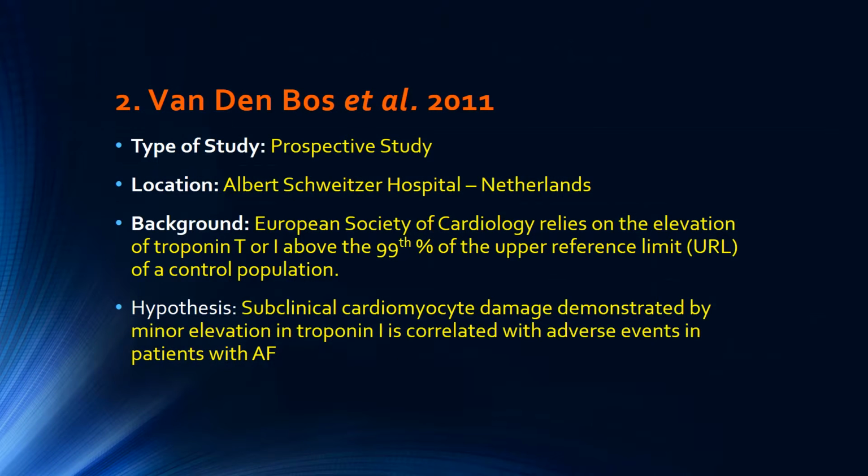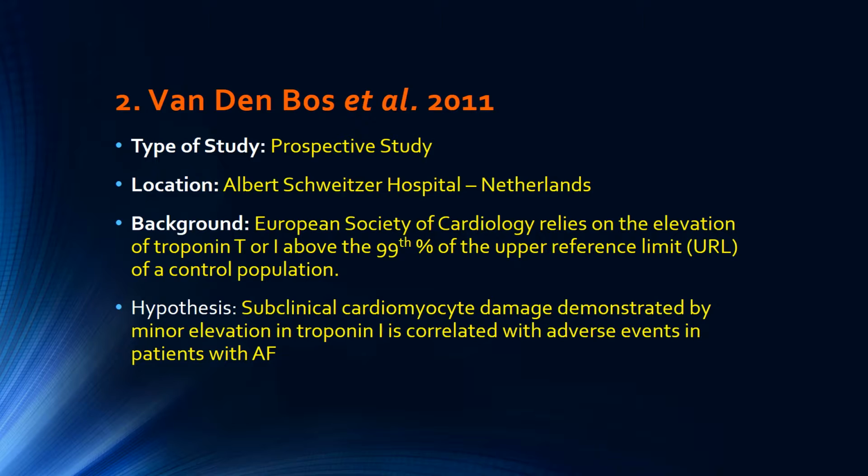Okay, the second article, this is a study by Vanden Bosch in 2011. This was a prospective study done in the Netherlands. Consistent with the previous article, these authors reference the MI definition set forth by the European Society of Cardiology, relying on the elevation of troponin I over the 99th percentile of the URL, or the upper reference limit for the general population. So Anders' article defined AFib as being one of the most common causes outside of the presence of ACS. This article focuses on the AFib population.